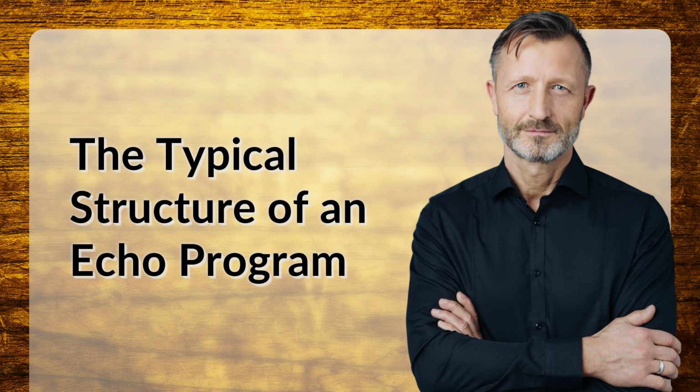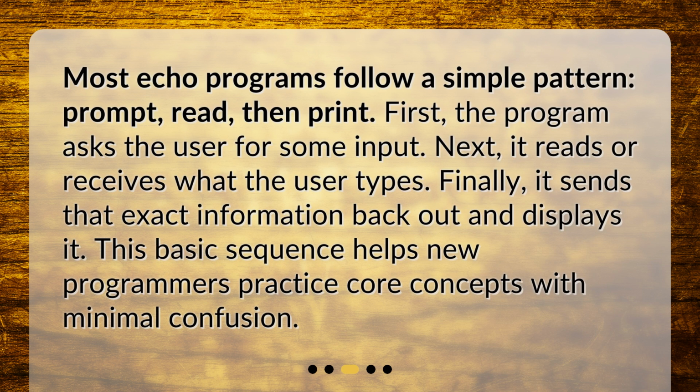The typical structure of an echo program. Most echo programs follow a simple pattern: prompt, read, then print. First, the program asks the user for some input. Next, it reads or receives what the user types. Finally, it sends that exact information back out and displays it. This basic sequence helps new programmers practice core concepts with minimal confusion.